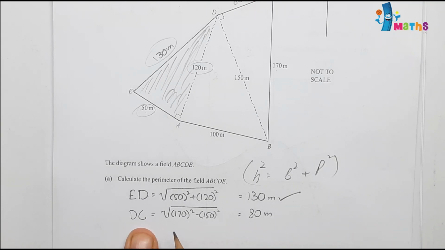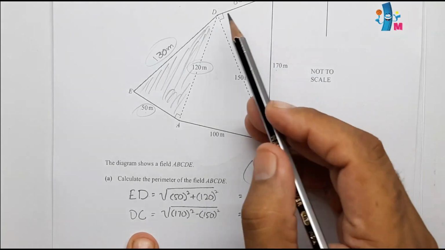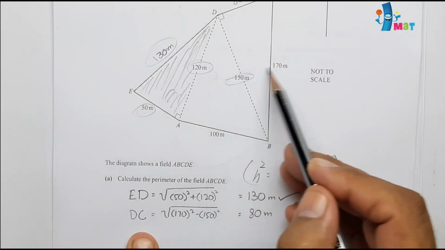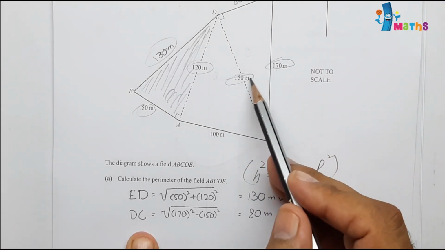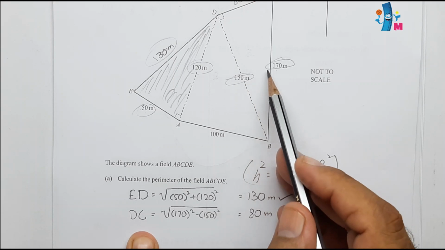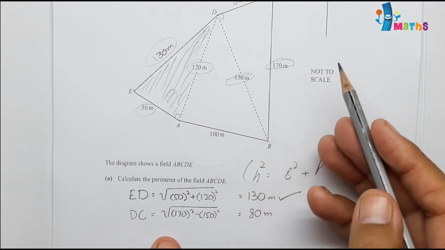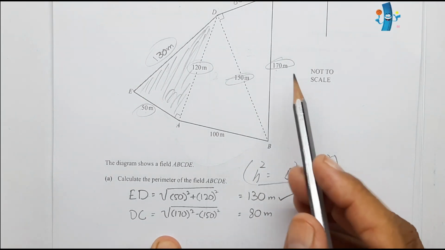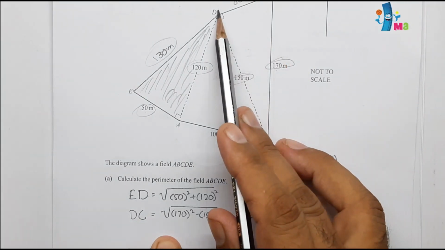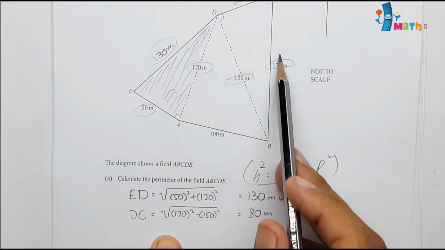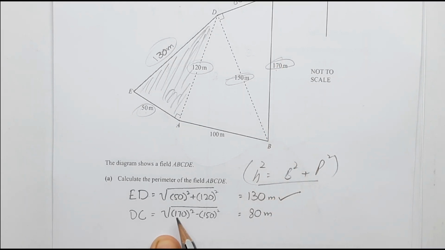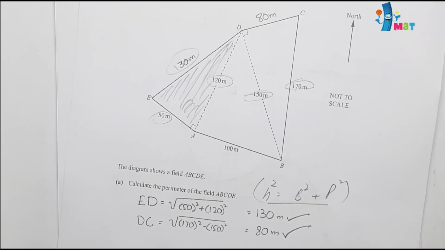Then for DC, we can use these two side measurements, and again by Pythagoras theorem, DC will be equal to, we will use this formula. In this case, base is not given, perpendicular and hypotenuse are given, so we will replace these values and we will get DC as 80 meters.